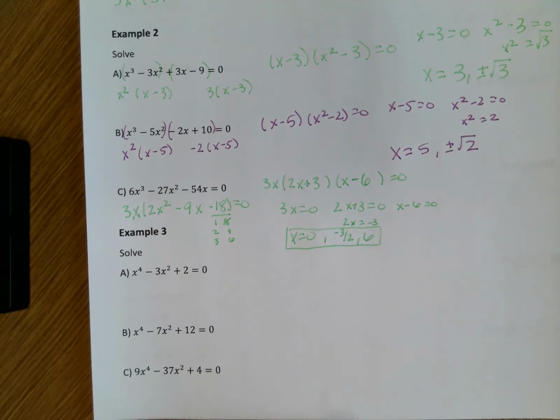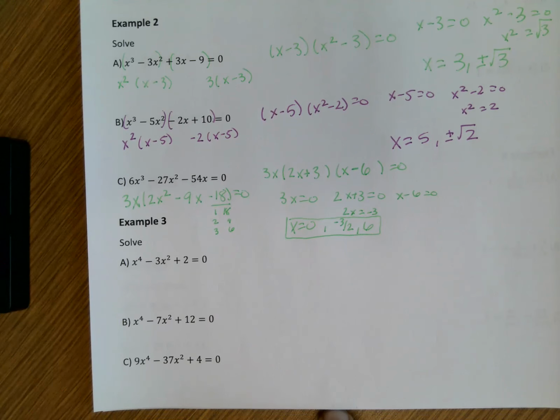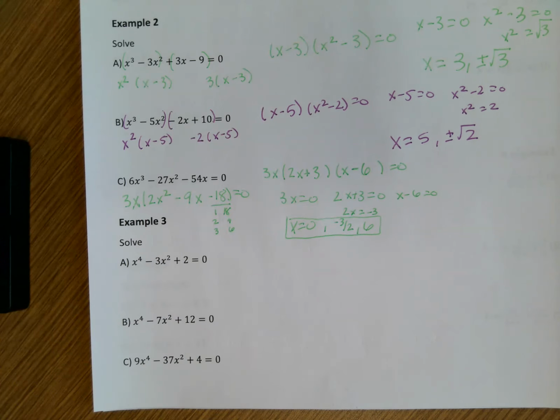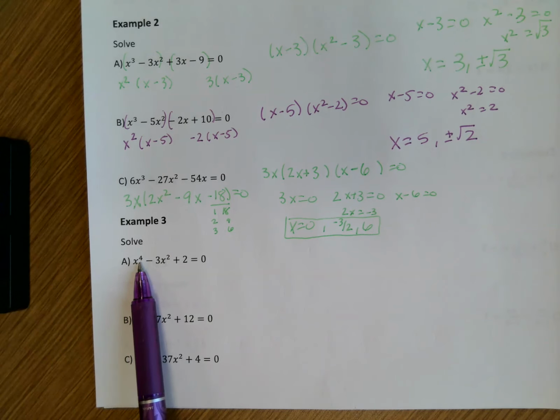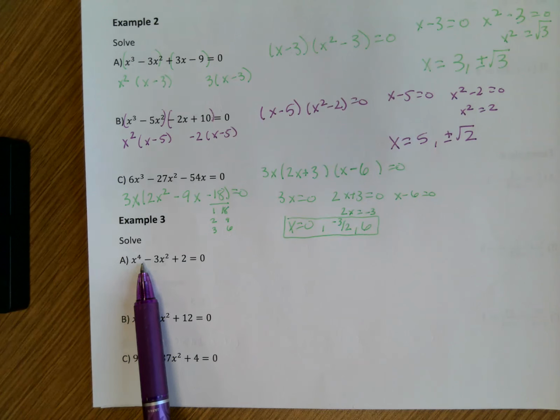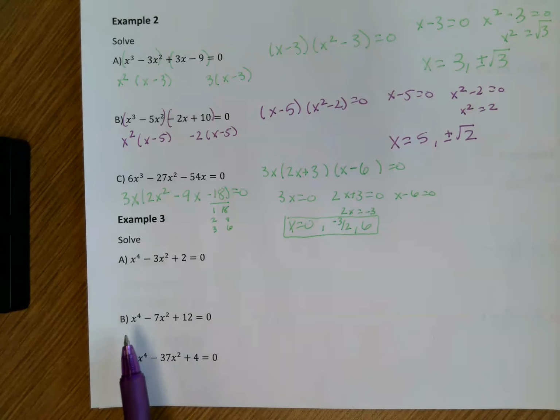So example 3, what's different? When I'm looking at example 3 compared to example 2, what's different? Well, this had a degree of 3, that's a degree of 4. That's a big difference. If we look though, it's kind of nice because in this degree of 4, it's going down by degrees of 2. So we're going down by 4, 2, 0.